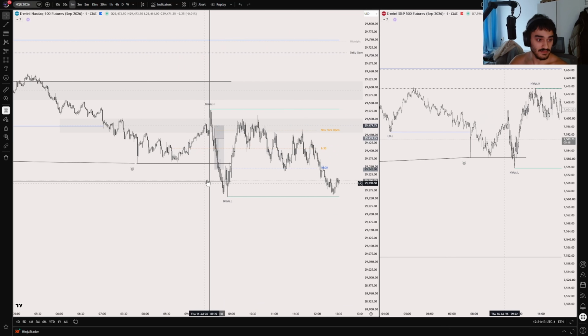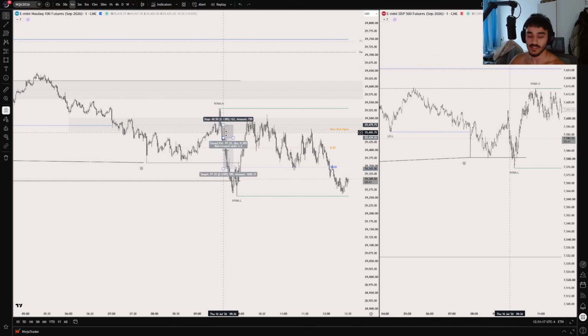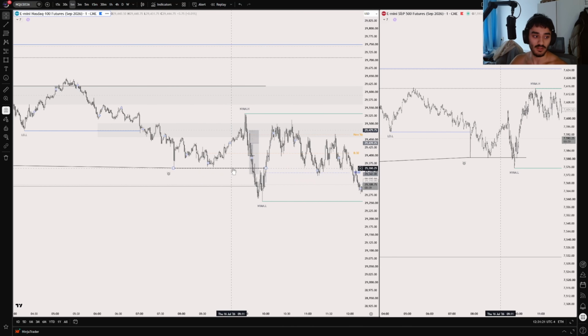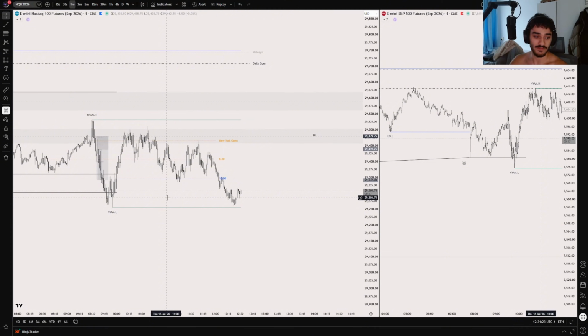Yeah. So that's basically the trade. Pretty simple, nothing too crazy. Like I said, tap the FVG. Took our entry there, break even here. Our goal is right there.